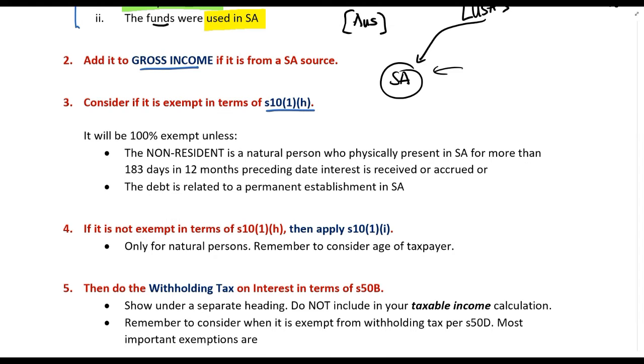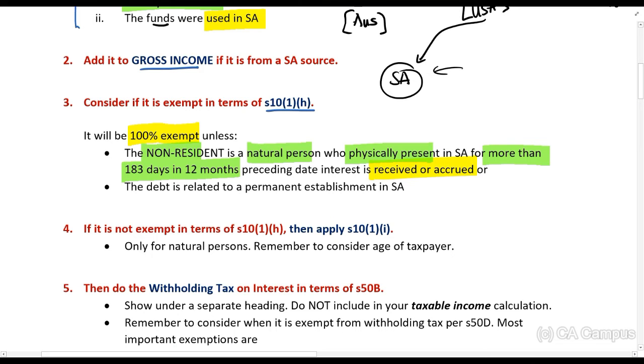Now Section 10(1)(h) tells you that if a non-resident receives South African interest, it is 100% exempt, unless that non-resident is a natural person who was physically present in South Africa for more than 183 days in the 12 months preceding the date in which the interest is received or accrued. So it's not in the last tax year necessarily, you count back 12 months from when the interest was received or accrued. Or if that debt relates to a permanent establishment in South Africa. Now, a permanent establishment is, for example, like a business, but this will be stipulated in an exam situation.